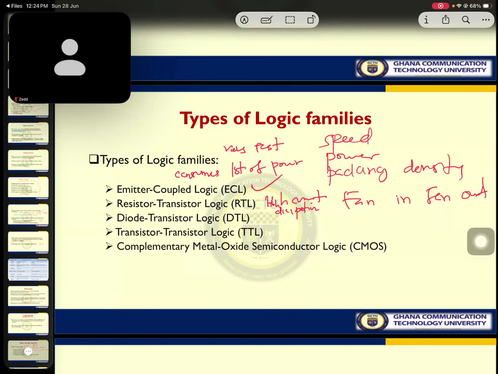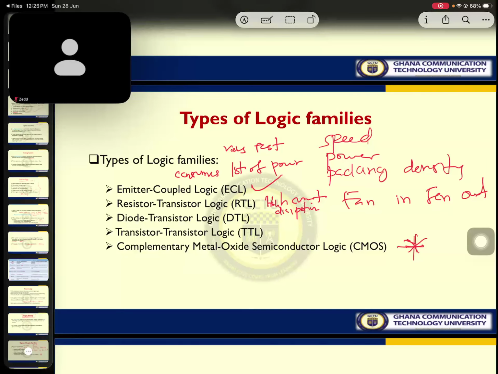Power, but usually slower. Then the CMOS, complementary metal oxide semiconductor. That is widely used, the most widely used. Processors use CMOS. Microcontrollers use CMOS. The memory devices use CMOS. Most modern digital logic gates use CMOS. And CMOS has a very high noise immunity, very robust to noise. Its power consumption is very low.